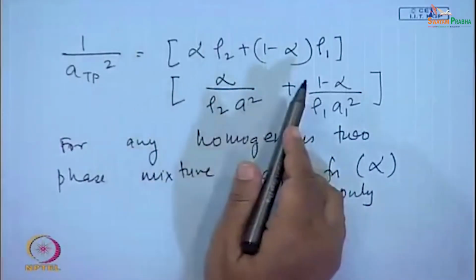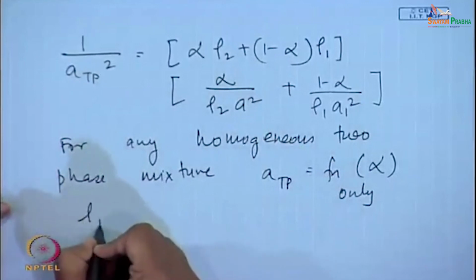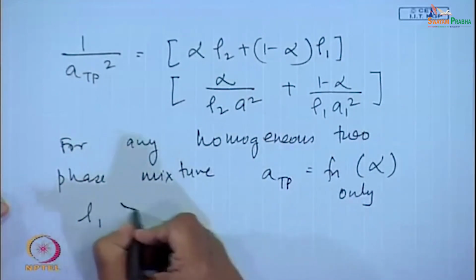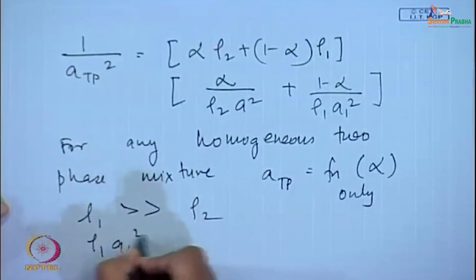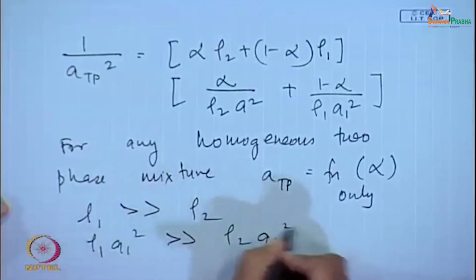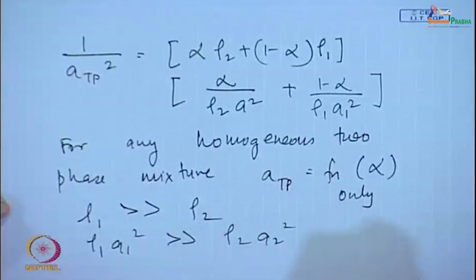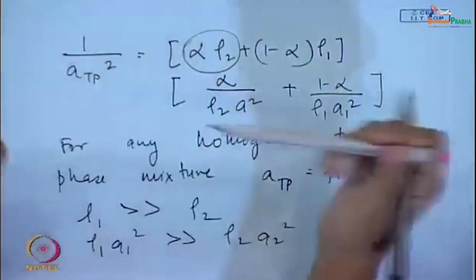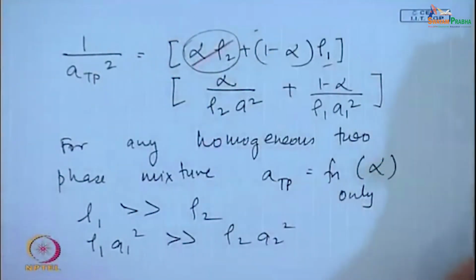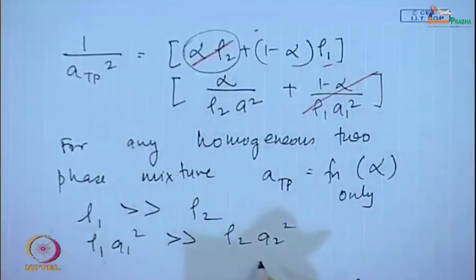Now, let us observe this particular equation. Just note that usually, for a gas liquid or a vapor liquid mixture, rho 1 has to be much greater than rho 2. Do you agree with me? And rho 1 A1 square has to be much greater than rho 2 A2 square. If that is the case, then this particular term disappears, isn't it, because rho 1 is much greater than rho 2. You agree? And this particular term should also disappear, since this is much greater than this.